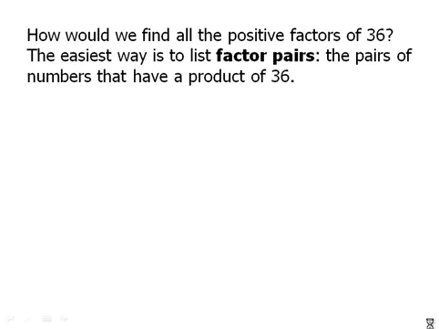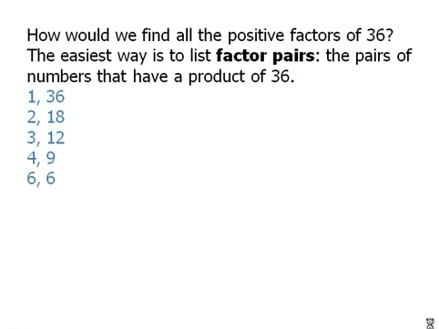So the first pair I'm going to list is 1 and 36. Those are clearly two factors. 1 is a factor of every number. 36 has to be a factor of itself. Well, 2 goes into 36, so that would be 2 times 18. That gives me 2 more factors. 3 goes into 36. That would give me 3 times 12. 4 goes into 36, that would be 4 times 9. 5 does not go into 36, so we'll skip that.